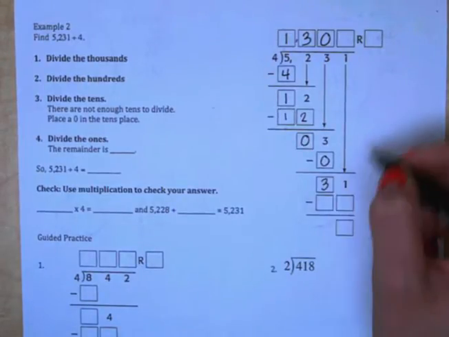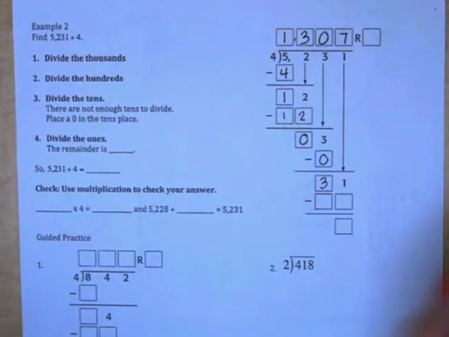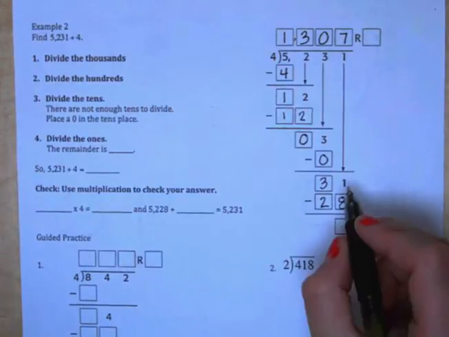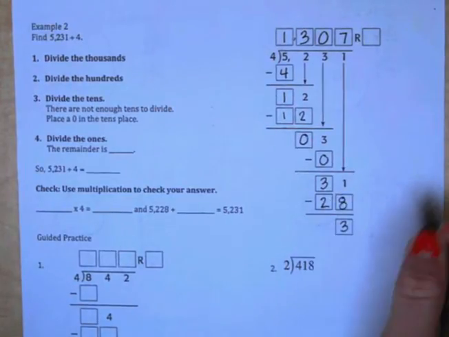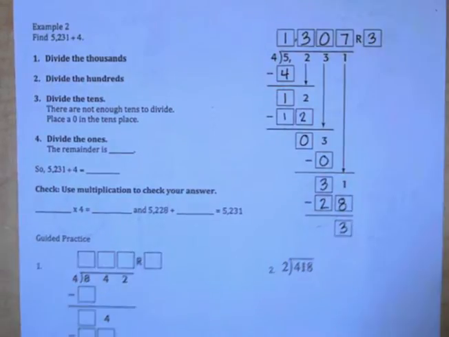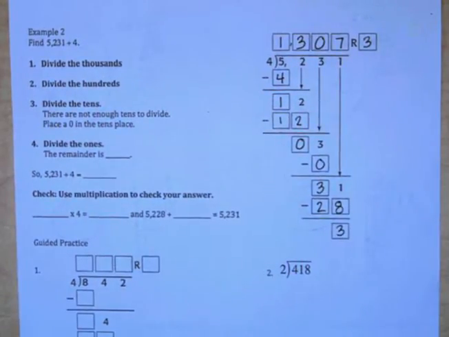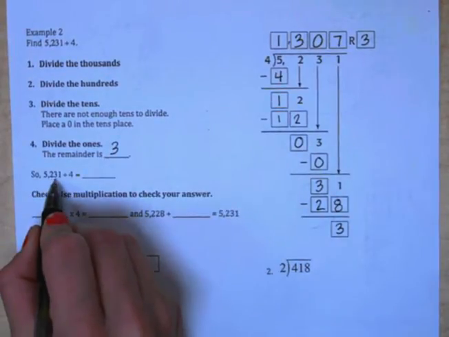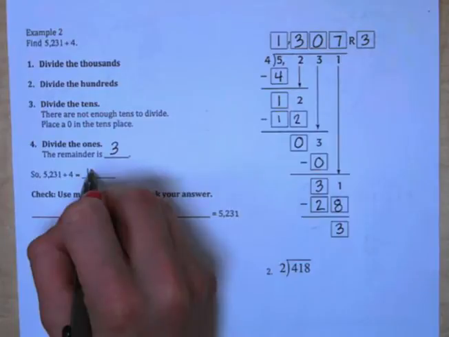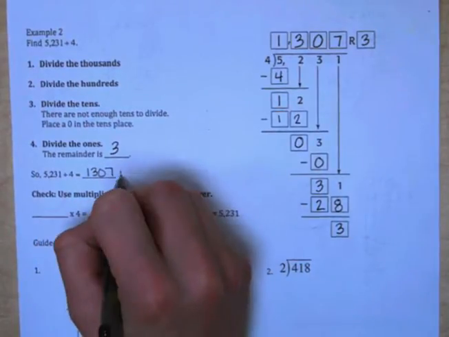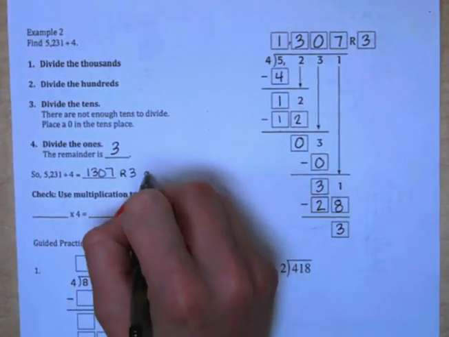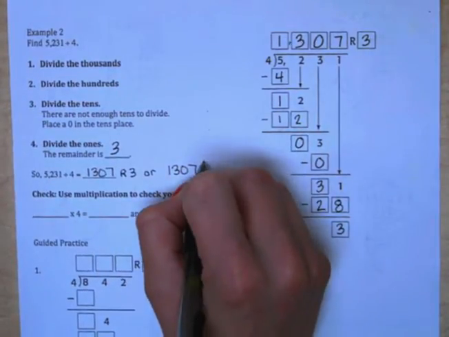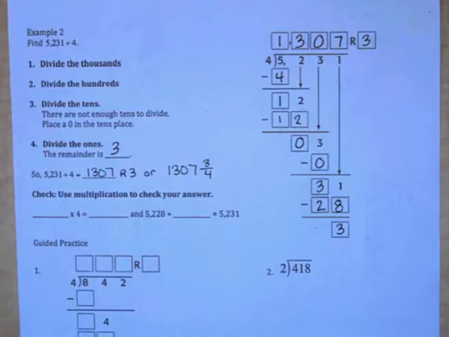4 goes into 31 7 times. 4 times 7 is 28. And when we subtract, we get 3. We have remainder 3. The remainder is 3. So 5,231 divided by 4 equals 1,307, remainder 3. Or you could write it as a mixed number, 1,307 with 3 out of 4 left over.